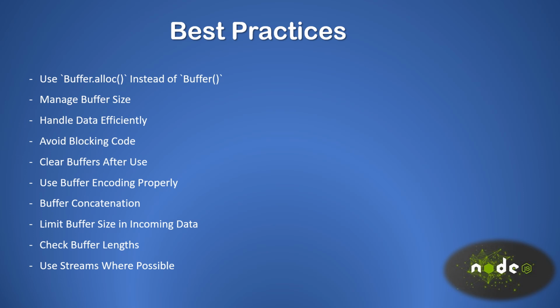Security attacks. Check buffer length: always check buffer length before reading or writing to avoid going out of bounds and causing errors or unexpected behavior. Use streams where possible: when dealing with large amounts of data, prefer streams combined with buffers to avoid high memory usage. So following these best practices ensures efficient and secure use of buffers in your Node.js application.